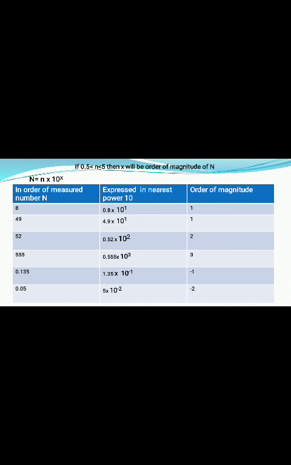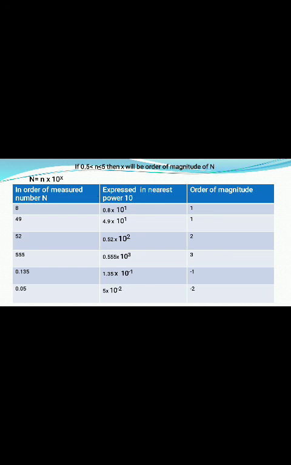Second example, 49. Is 49 in the limit of 0.5 to 5? No. So we have to convert it into that limit. We write it as 4.9 into 10 raised to 1, which is nothing but 49. We have expressed it in the nearest power of 10. 4.9 is in the limit of 0.5 to 5. So what is its order of magnitude? 10 raised to what is here? 1. So 1 is the order of magnitude.